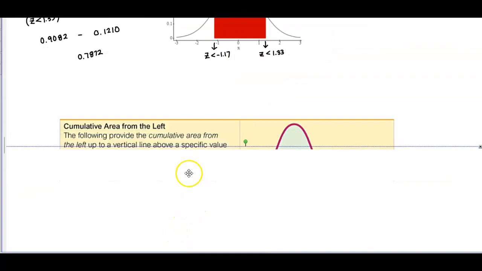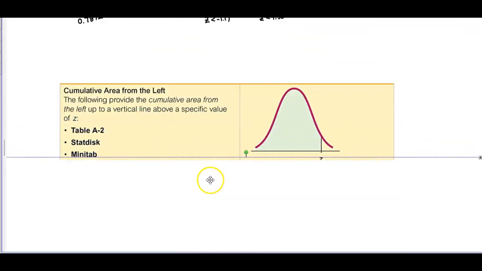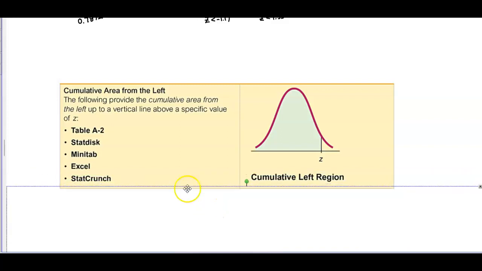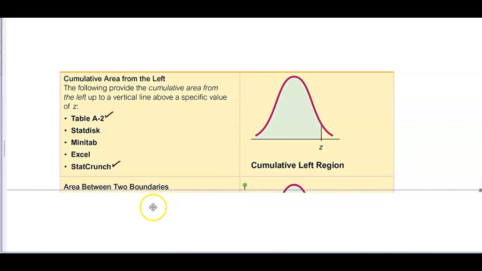Now, just as a reference, cumulative areas from the left, the following provide the cumulative areas from the left up to a vertical line above a specific value of z. Well, table A-2, which is what we will be using in this course, and also StatCrunch. Now, the TI-84 also does that, but we're not going to be using that in this course.